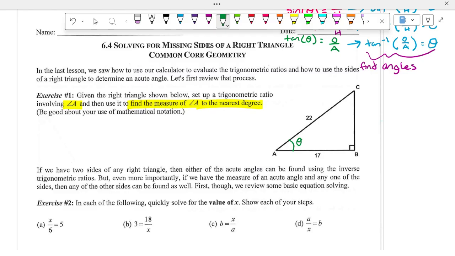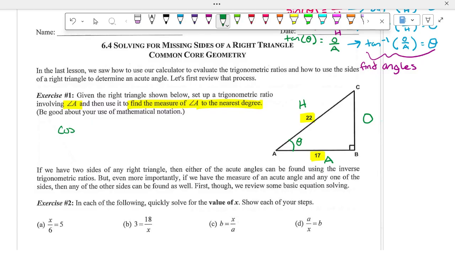So in relation to A, which side's my opposite? CB. Which side's my hypotenuse? AC, which makes AB my adjacent. Now, the trig ratio that you want to use is based off of the positions of the given data, which are the side lengths. They gave us the adjacent and the hypotenuse. Thus, what's the only trig ratio that uses both the adjacent and hypotenuse? Cosine. So we're going to set up a cosine.